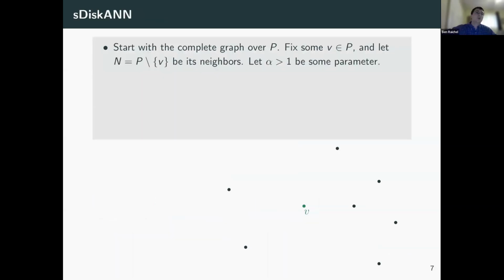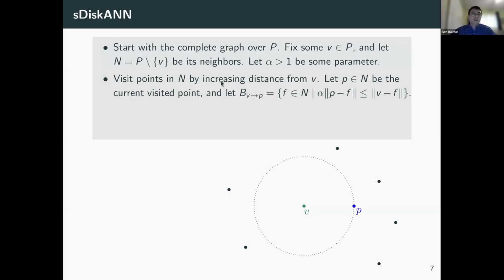So we really need to sparsify at all of the vertices. This is what S-DiskANN is going to do. It's going to attempt to sparsify for all the vertices. So I'm going to start with the complete graph over P. I'm not drawing all the edges because that would be a giant mess, but initially I have the complete graph over P. Then I fix some vertex V, my current vertex. I set the neighbors N to be everybody else, so it's the entire point set other than V. And then I have some parameter alpha, which I can tune.